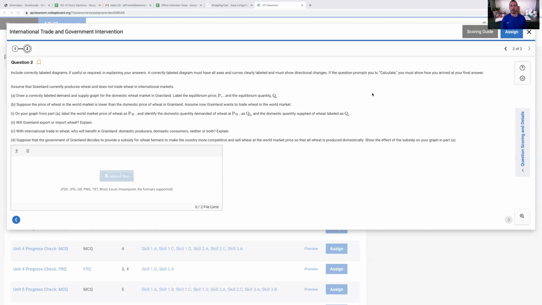Domestic producers are harmed by this, of course, because they're selling it at a lower price. Some firms are priced out of it completely, and the firms who remain are squeezed, right? Their producer surplus is squeezed because the price that they're able to sell it for drops from PE down to PW, okay?